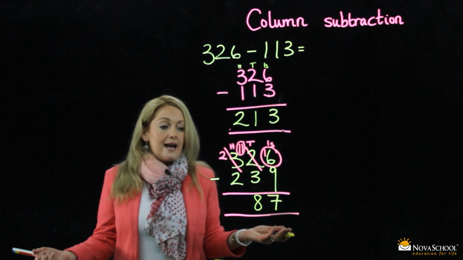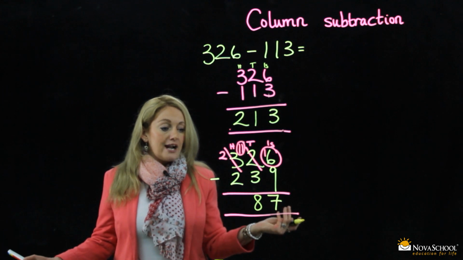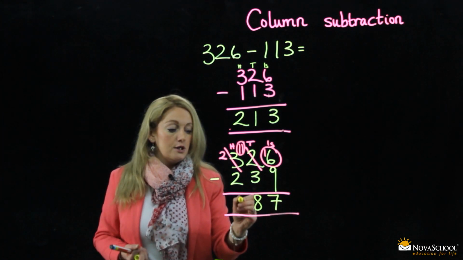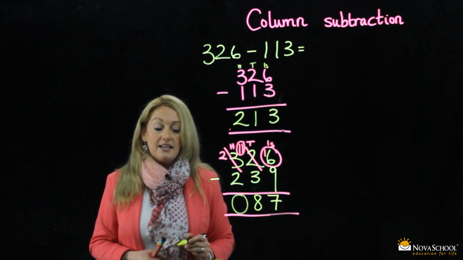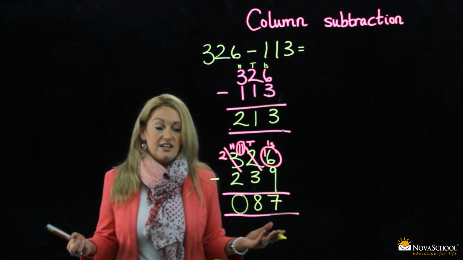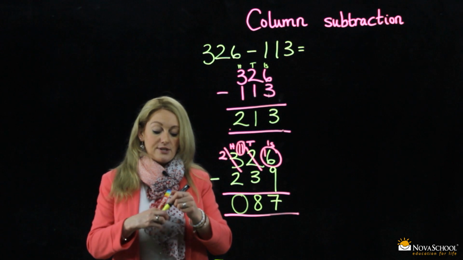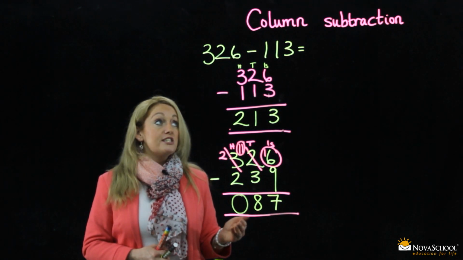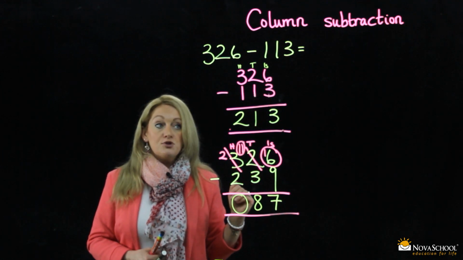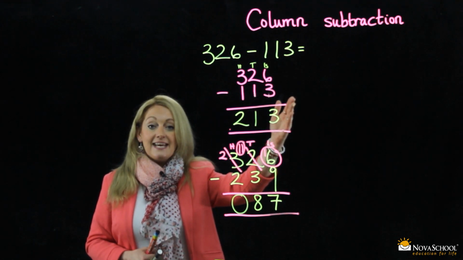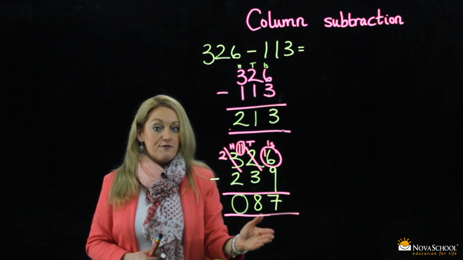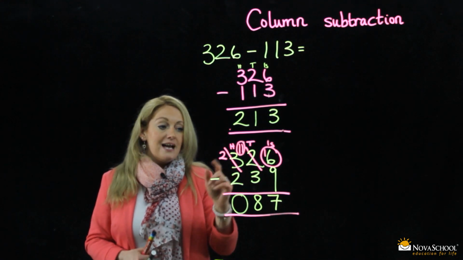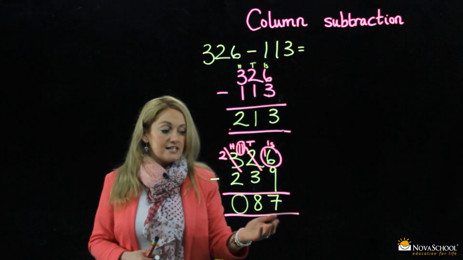What do I do now? 2 subtract 2 is 0. We can place it in if you want to hold your place value, but it is not necessary. So what's our answer, boys and girls? 87. Okay, so today we've looked at column subtraction. Nice and easy and a little bit more difficult. Stealing from the tens column and the hundreds column to get our final answer.